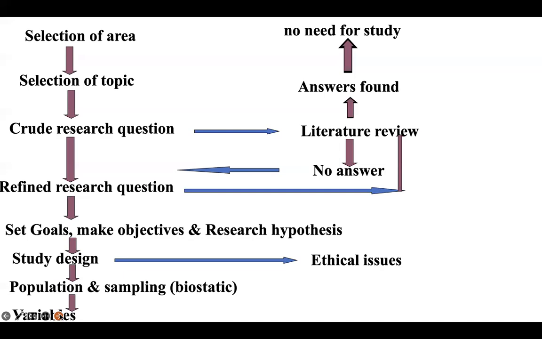So after this, you have to consider confounding factors and variables. What are the different variables and confounding factors? Because confounding factors are very important fundamentals to exclude from your study. Otherwise, they will affect the results of your study. The same goes for bias. If bias is there, then your study results will be compromised.